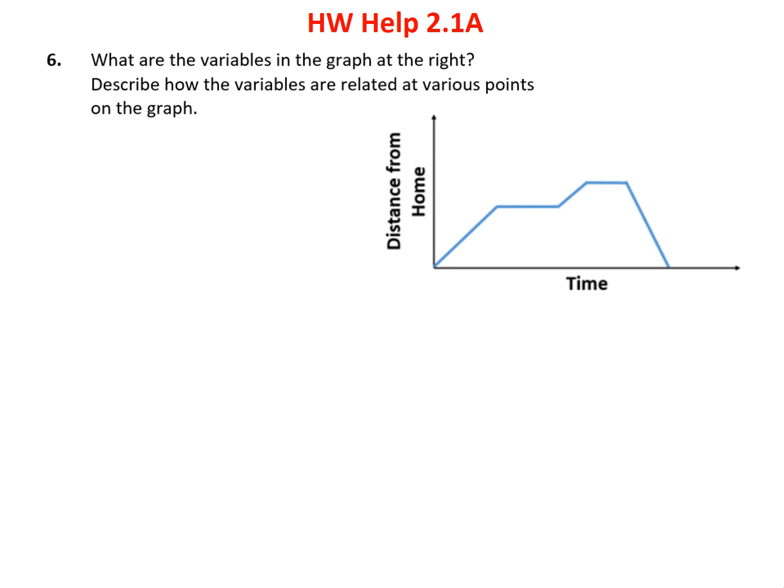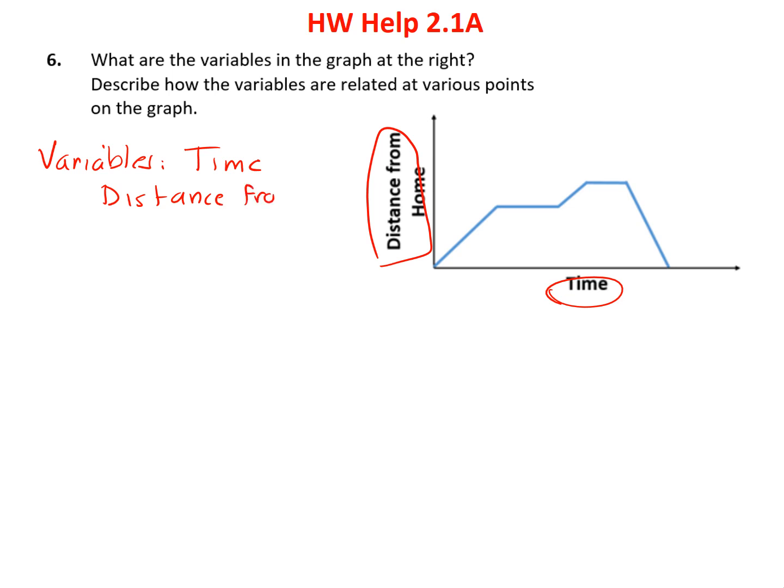Problem 6 says, what are the variables in the graph at the right? Describe how the variables are related at various points on the graph. So as we look here, we have two variables. If I write down my variables here, I have time and I have distance from home. Those are my two variables.